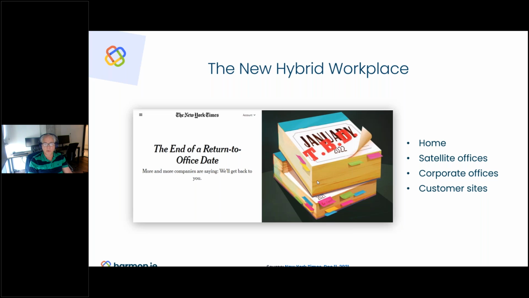But as this article shows, this is from a few months ago, it seems the continuing standard is that the end of the return to office date is still out there. And some companies, of course, are getting back to work and some are continuing to work from home. But the reality is there's going to be a combination of all these different combinations of home, satellite offices, corporate offices, even working at customer sites. And we're going to need to be able to work from all these places. Now, how does that impact email retention and disposition?